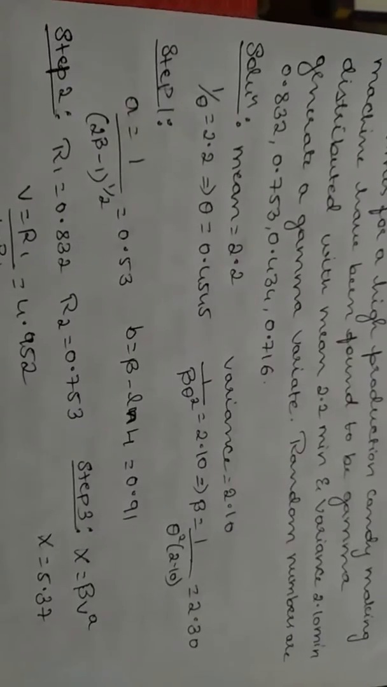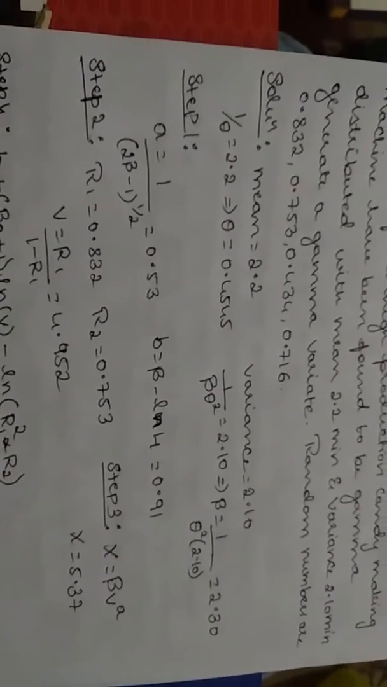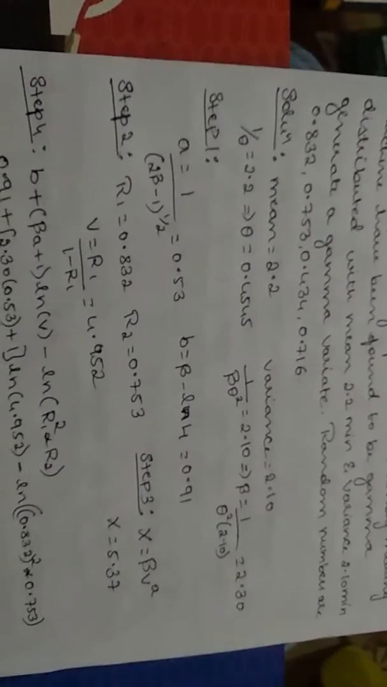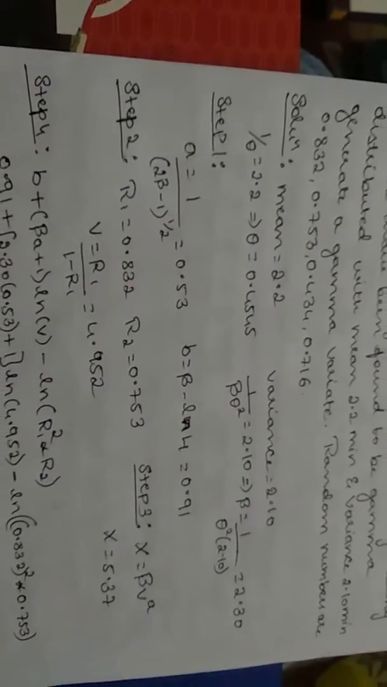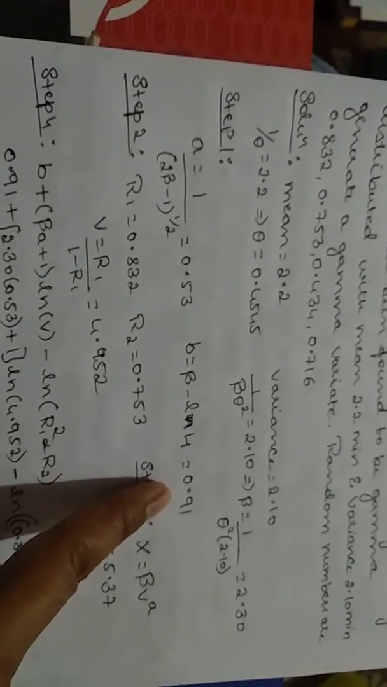And for variance, beta is the variance always, so we solve for beta. Taking beta this side, beta is equal to 1 divided by theta square into 2.10. Then you will get this value. After this, the first step is to find the small a and small b. This is very easy if you just remember the formulas. If you are unable to remember the formulas, you cannot do this. Step 1, a is equal to 1 divided by (2 beta minus 1) whole power 1 by 2, and you will get the value. Then the b value, by using this formula, you will get as 0.91.